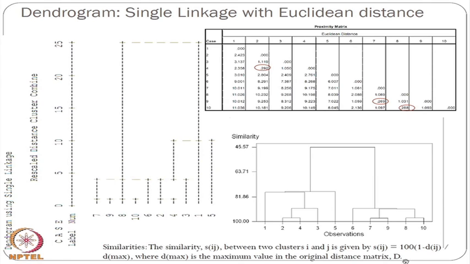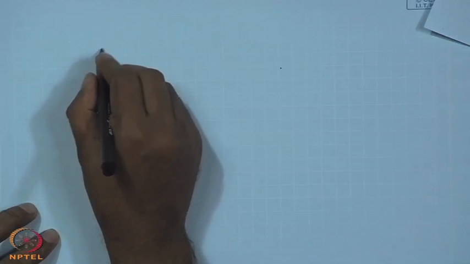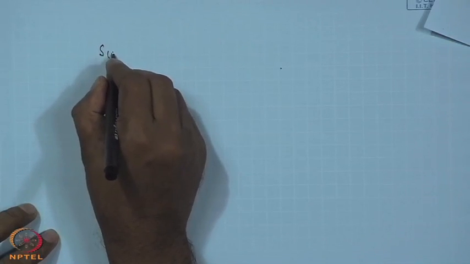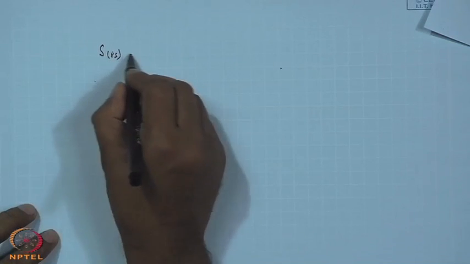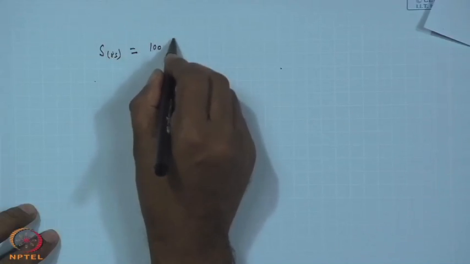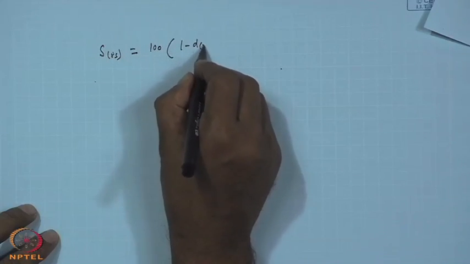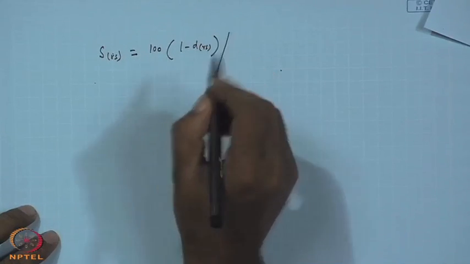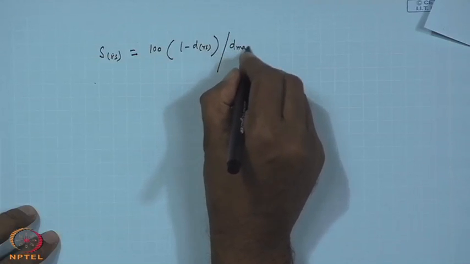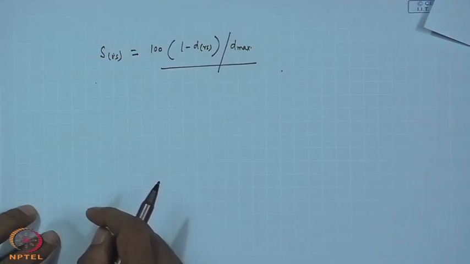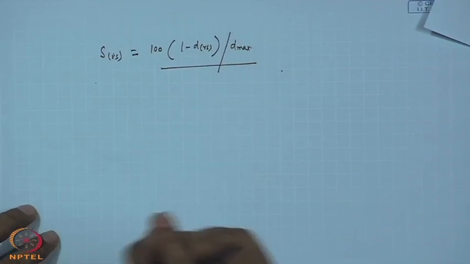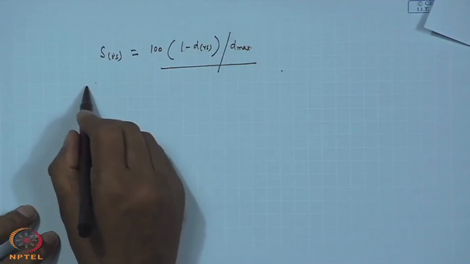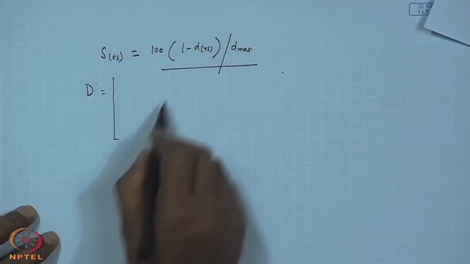How is the similarity calculated here? Similarity is calculated using this formula: suppose S, if I say Ij or Rs, then similarity is 100 into 1 minus dRs divided by Dmax, where Dmax is the maximum distance available in the original matrix D.